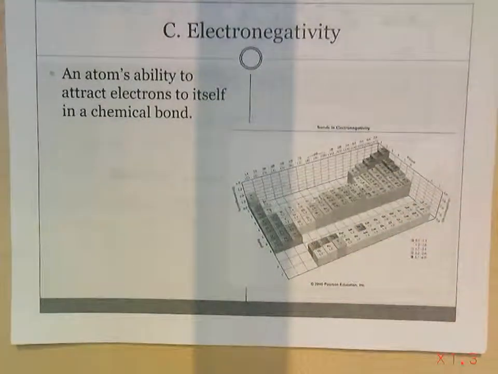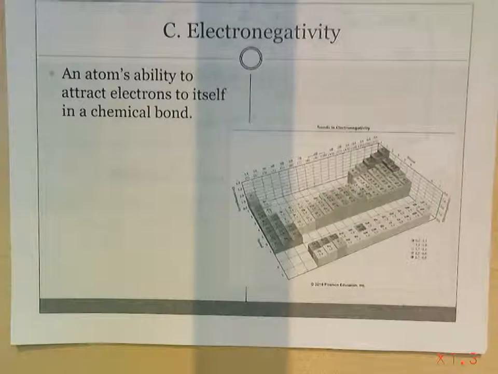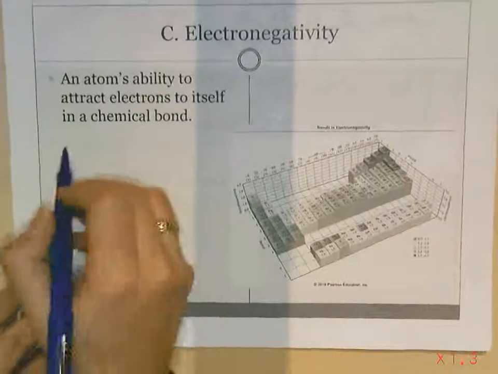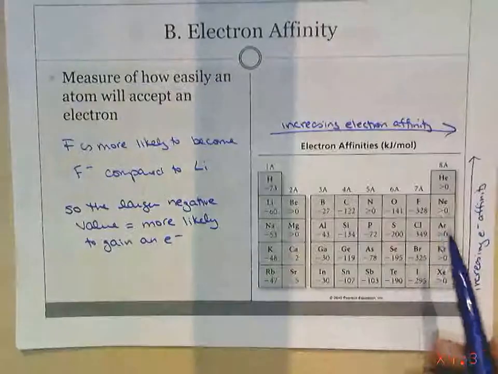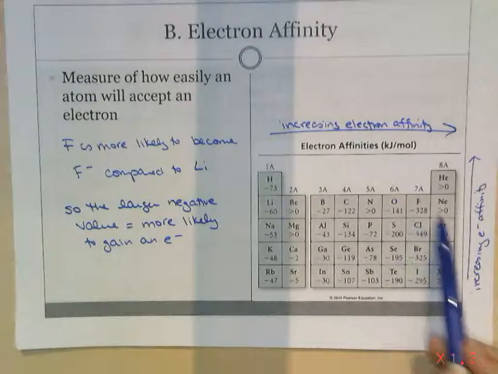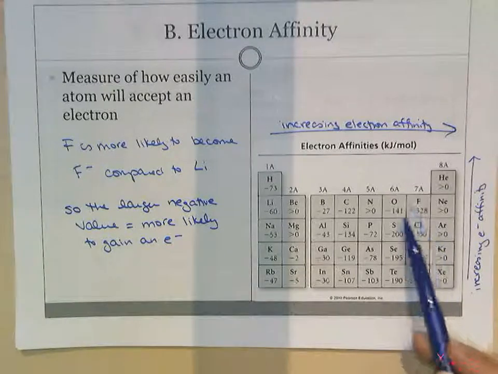So electronegativity is the atom's ability to attract electrons to itself in a bond. I'm only going to touch on it a little bit now, and we're going to talk about it when we do bonding. Why is it such a critical thing? Electronegativity is directly related to what we just did with electron affinity. Fluorine on your whole table has one of the highest values of electron affinity. It really desires that extra electron.